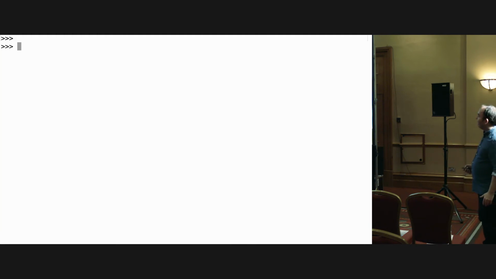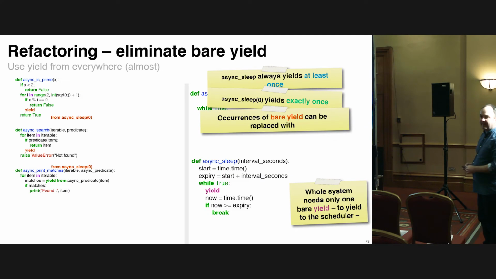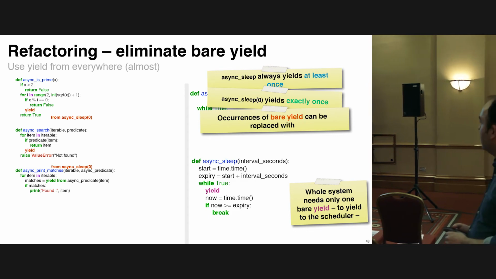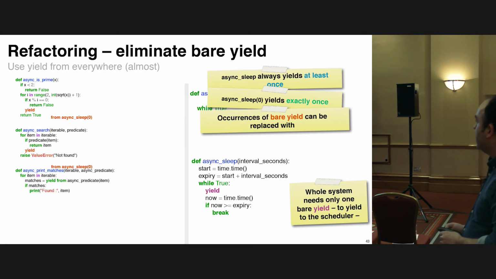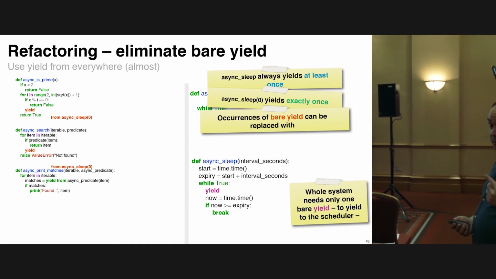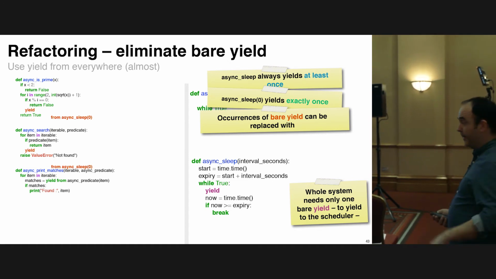Yeah? So in that code you just have, you're sort of back to the world where you're yielding multiple times per iteration again, is that right? When you're calling the yield from async sleep in multiple places. So if I have async search calling async is prime, and both doing the yield from async sleep, let's see. I mean, which isn't necessarily a bad thing, but yeah, that is true. There are now multiple yields back to the scheduler. Yeah, that's correct.